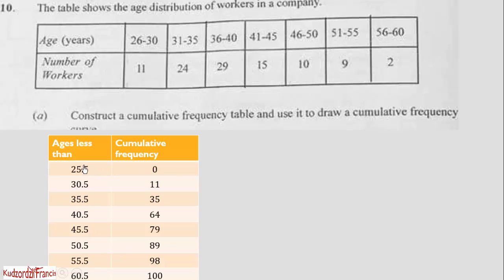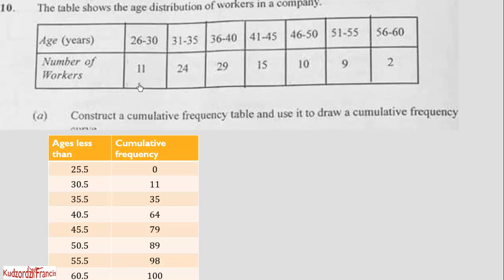So we know that there are no workers who have age less than 25.5, so it will be 0. And those who have age less than 30.5 will be 11. So if this is 30.5, we have 11 workers who have ages less than 30.5, and so on and so forth. So we keep adding the cumulative frequencies to get this, and the last one should be equal to the total here. So you can cross check.